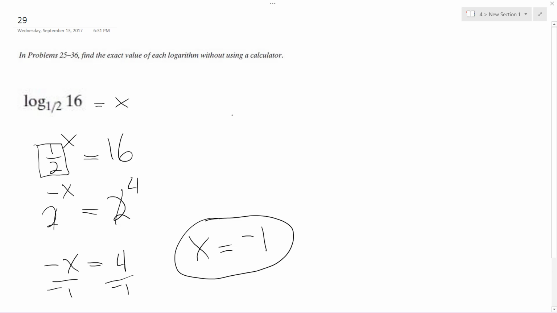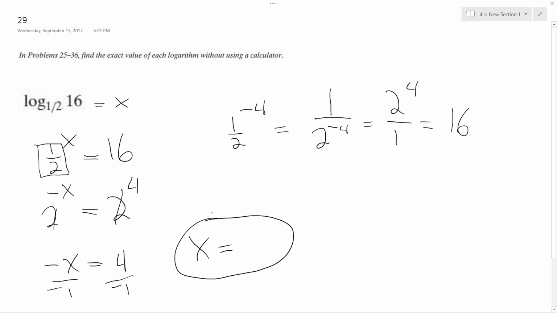Does that work? I think it does, because 1/2 raised to the negative 4 is the same thing as 1 over 2 raised to the negative 4, which is the same thing as 2 raised to the 4 over 1, which is equal to 2 times 2, which is 4, times another 2, which is 8, times 2 again, 16. All right, so, oh, why did I do that? I'm sorry. x equals negative 4. There.